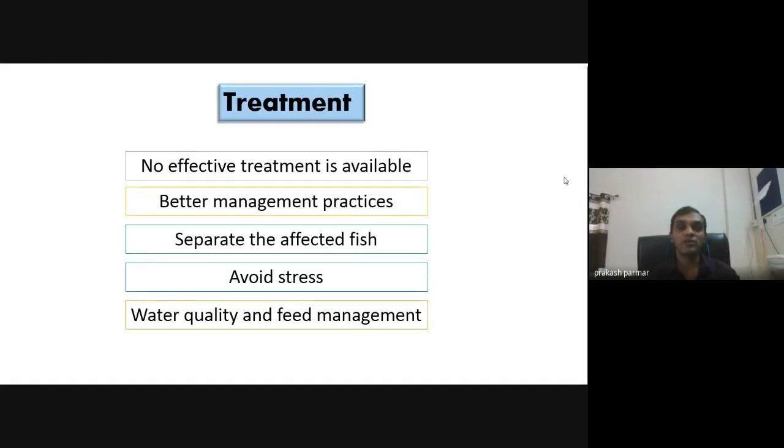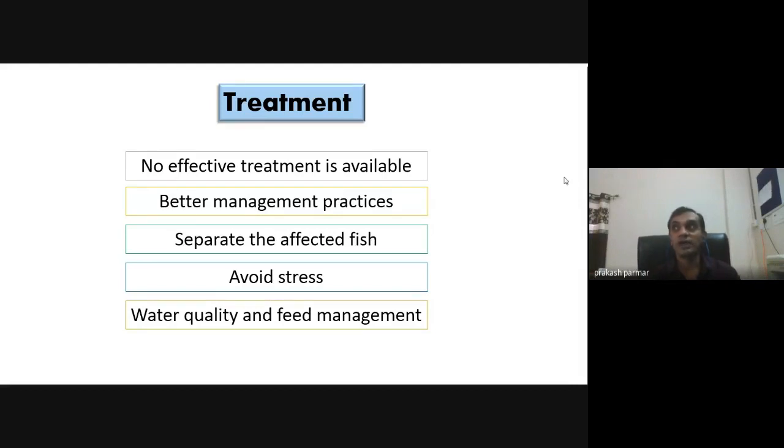So these are some of the important viral diseases, and let us talk about the treatment. There is no efficient treatment available, and most of the viruses are self-limiting, they limit themselves. But we have to manage the water quality and follow all other better management practices. Then automatically these viral diseases are generally eradicated.